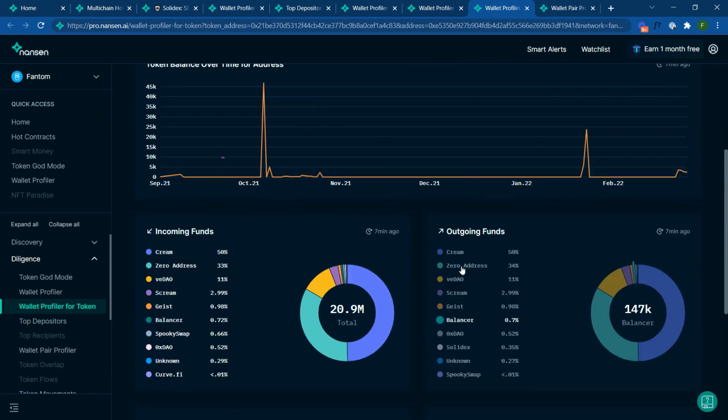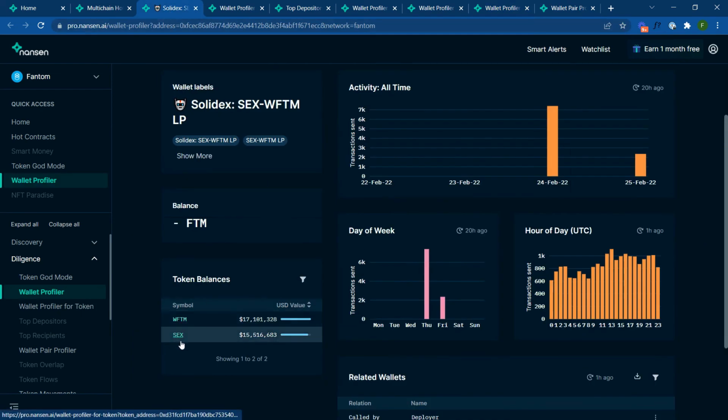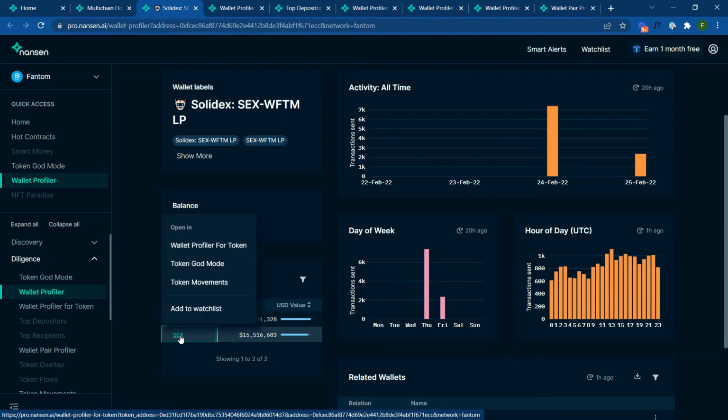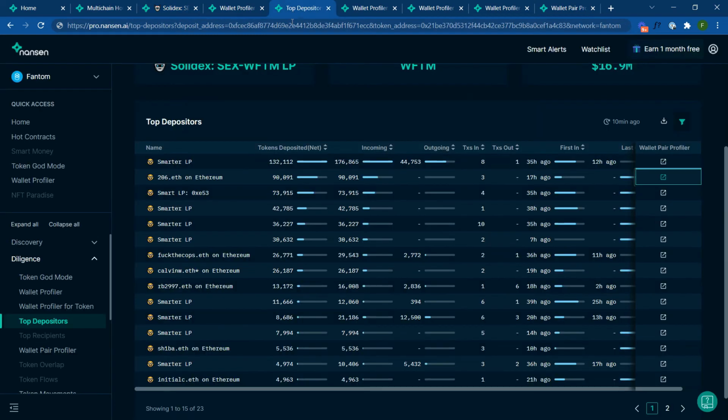At this point, the same due diligence could be performed also on the other token that constitutes the pair in our pool, which is SEX. You'd go back to the wallet profiler and from there open the wallet profiler for token for Solidex and SEX. Even better, go back to the top depositors dashboard, change the token from wrapped FTM to SEX, and find the top depositors to then see their wallet profiler for token and or wallet pair profiler. So this is a way you can perform discovery and due diligence to find possible yield opportunities.